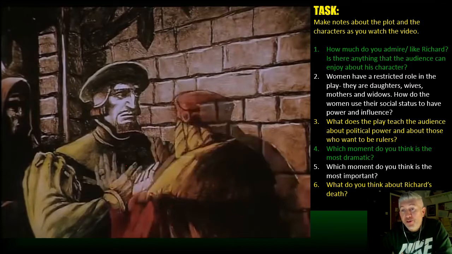So this is George, the Duke of Clarence. This is Richard's middle brother. You remember the three brothers? Edward, George, and Richard. Richard's the little one in this play. Well, George here is being arrested and is going to be thrown in the Tower of London.